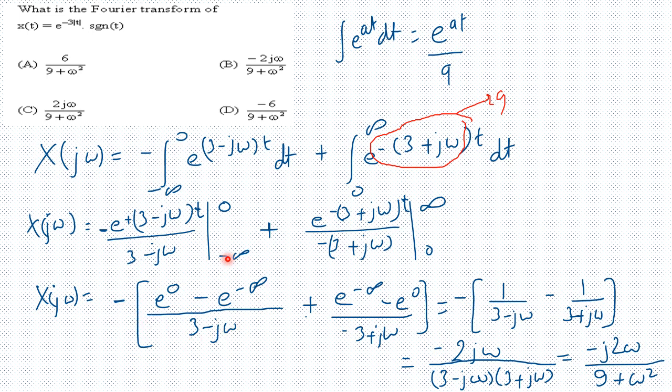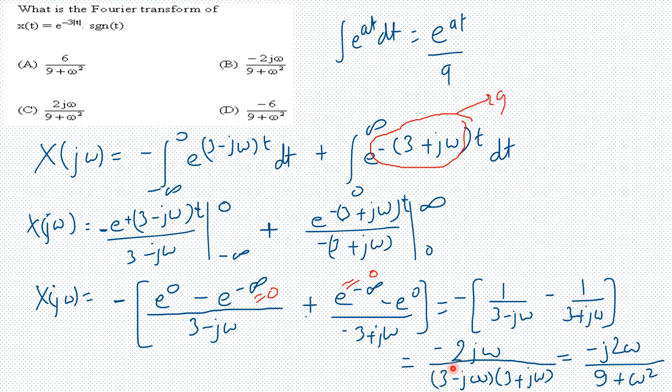Then we have simply put the limits: e power 0 minus e power minus infinity, plus e power minus infinity minus e power 0. You know that e power minus infinity will go to 0, so these two terms are 0. Finally we are left with 1 over (3 minus j omega) minus 1 over (3 plus j omega).